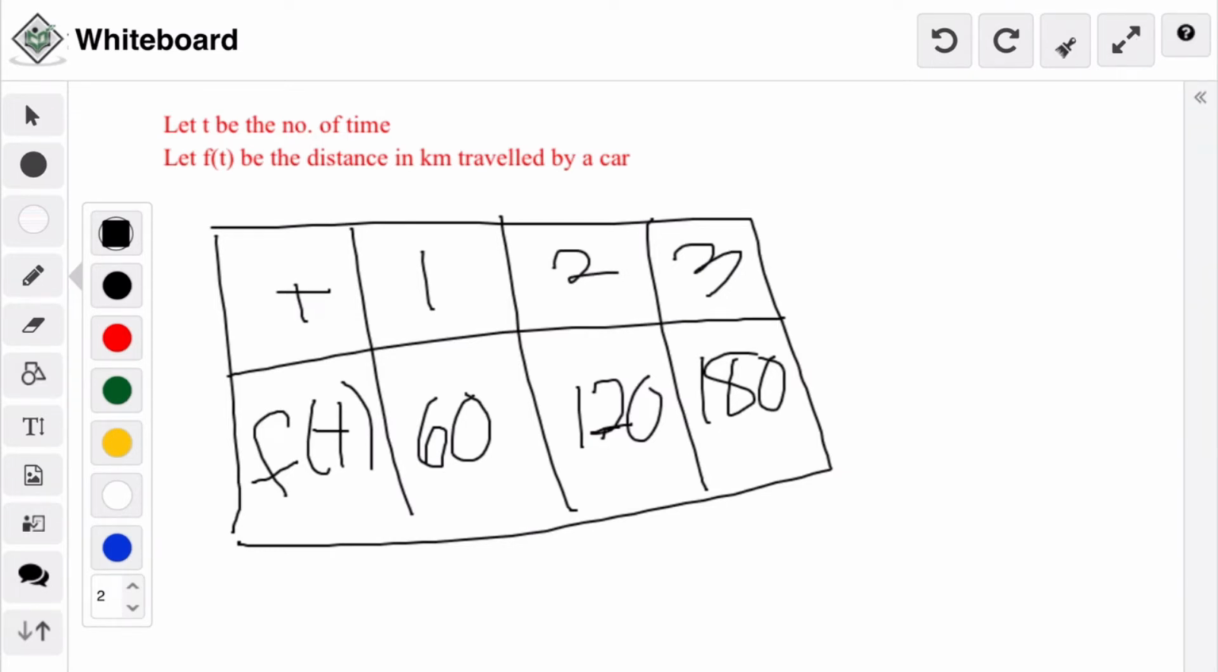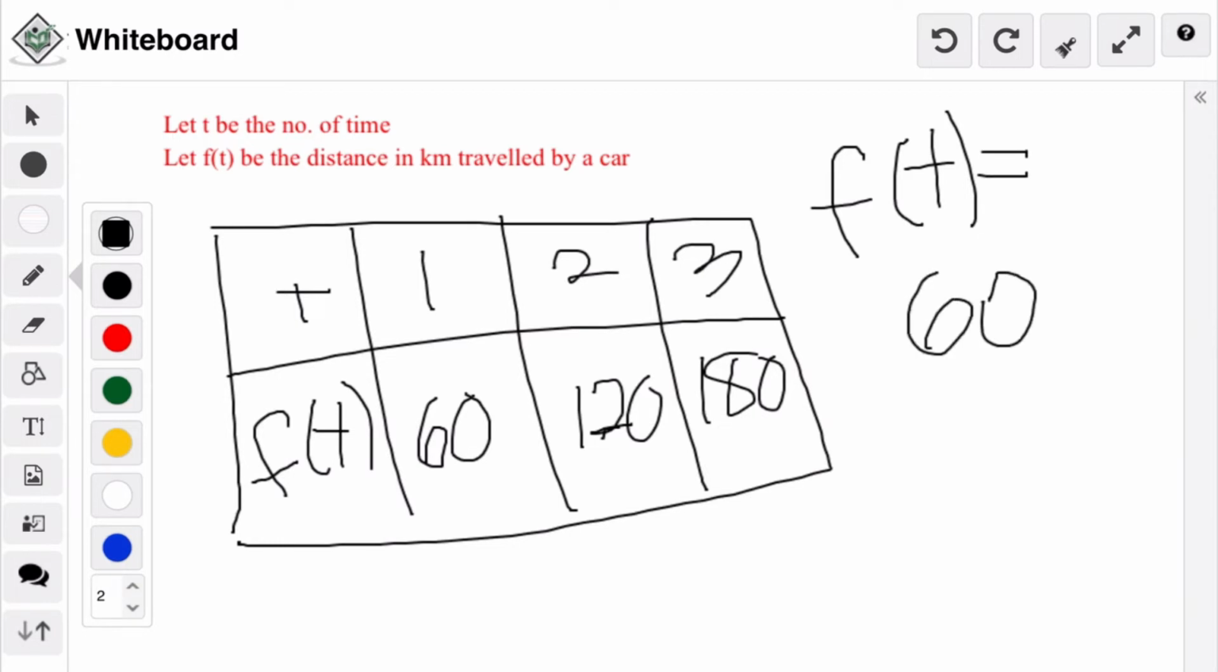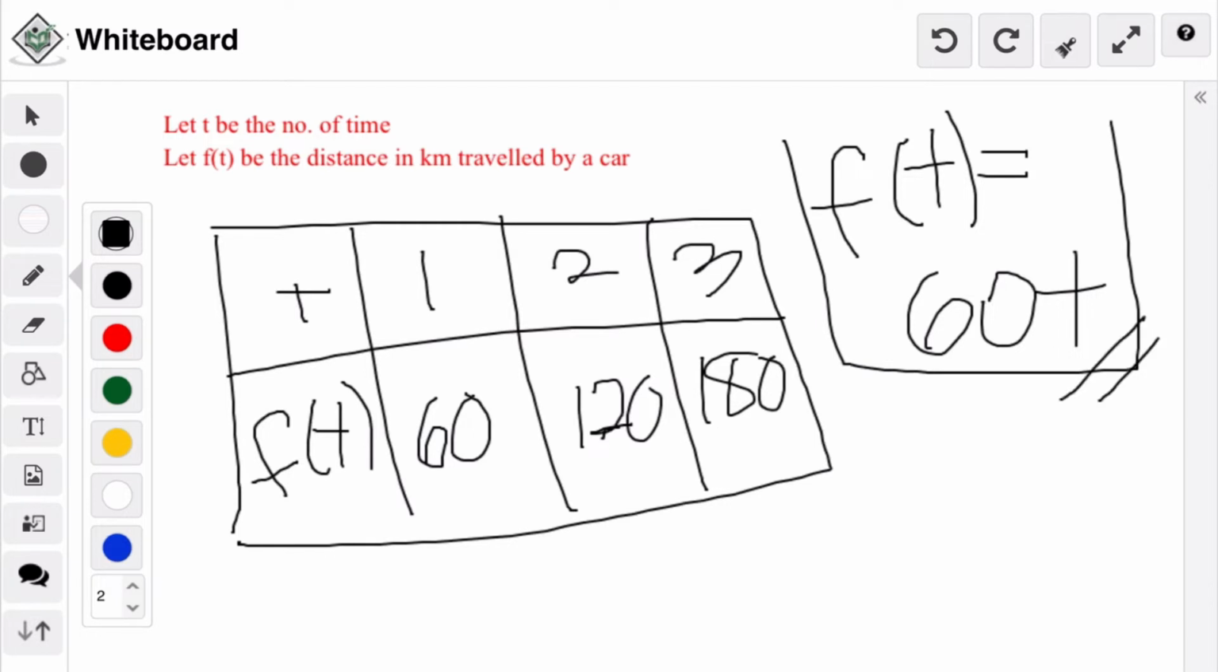It is said that a car is traveling at a constant speed of 60 km per hour, so we will just substitute. We will put f of t is equal to 60t. And just like that, we got the answer: f of t is equal to 60t.